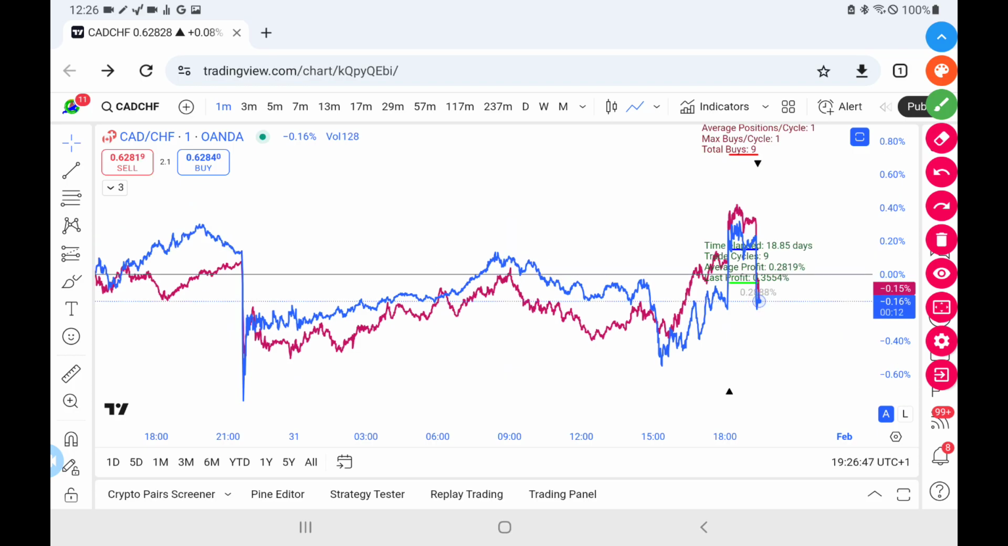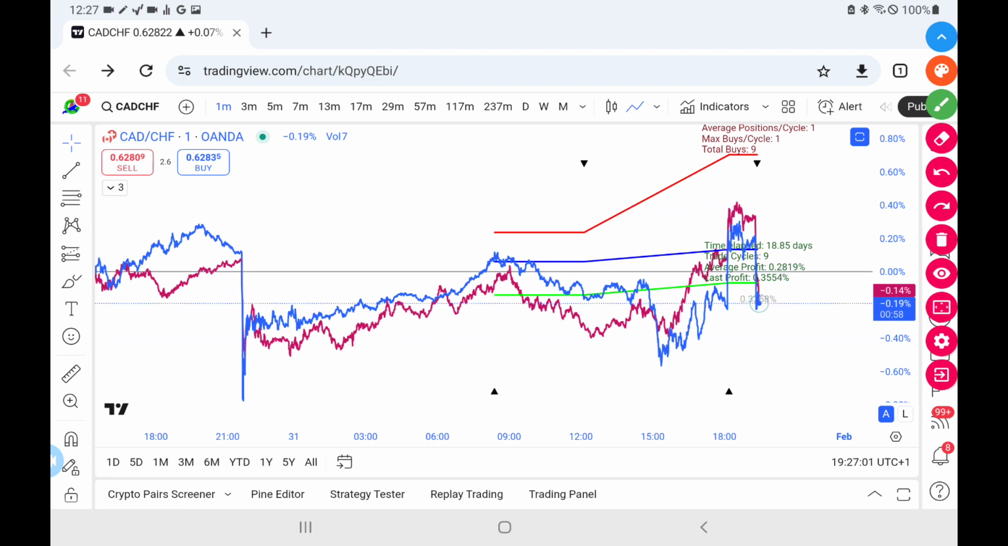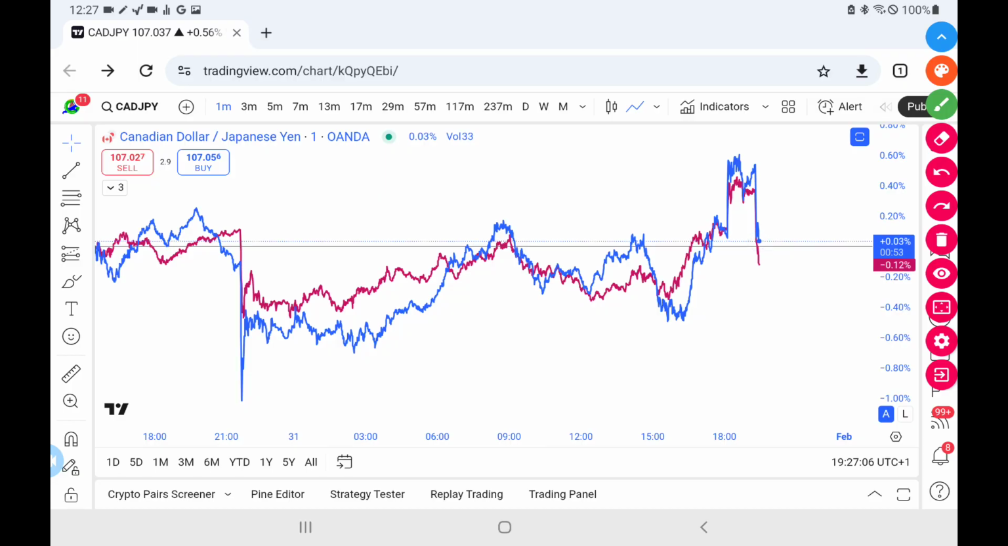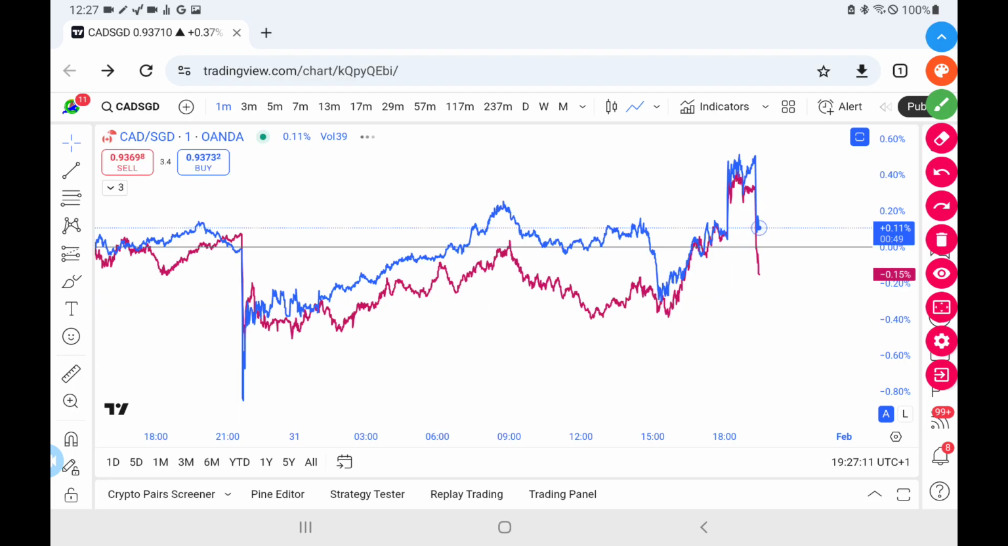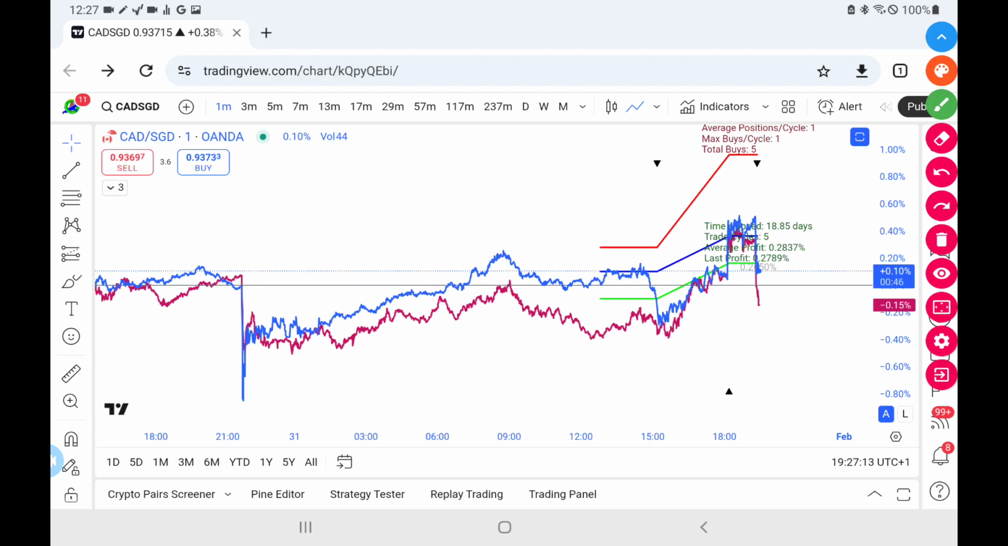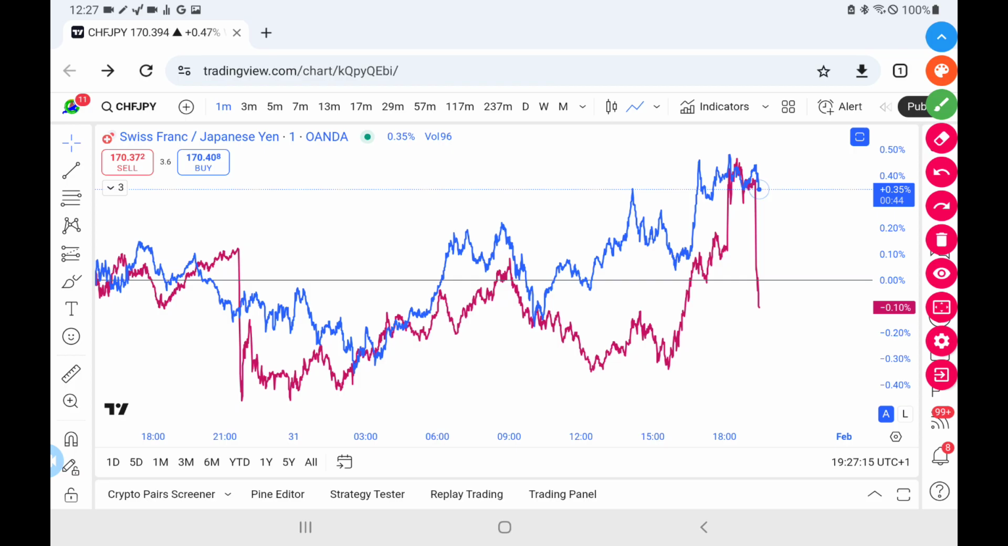And here you have an example of an asset that is very correlated against the Australian dollar. The Canadian Swiss franc combination is remarkably correlated. Same thing with the Canadian JPY. So you can really begin to see the connectivity of this process and just how well assets tend to work together.